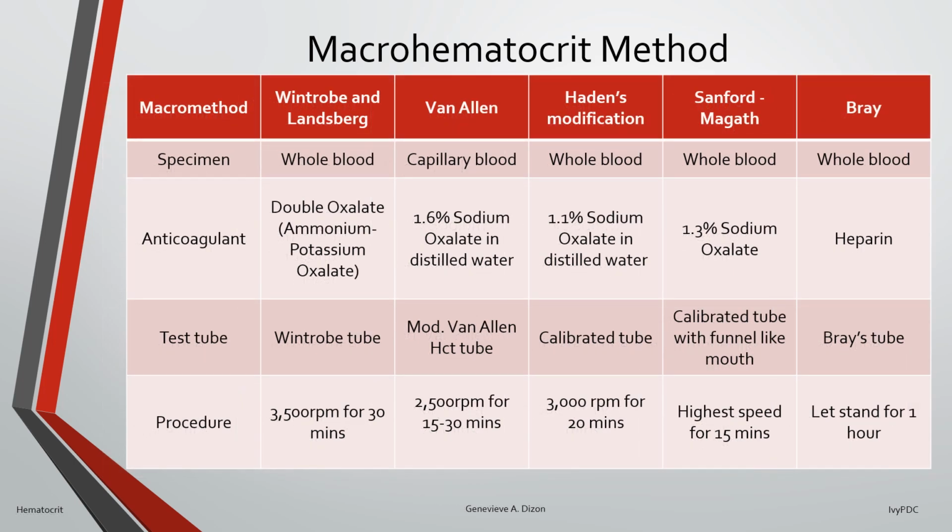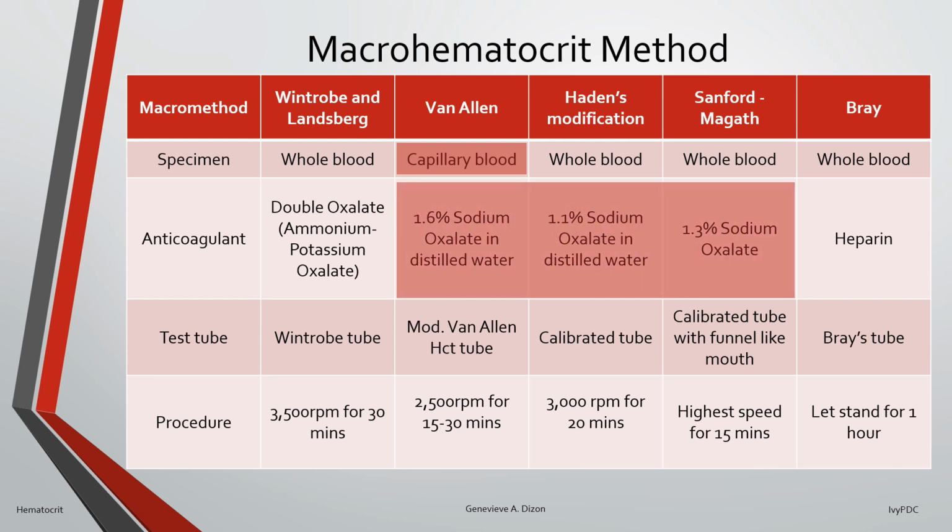To make memorization easy, let's differentiate these 5 different methods. Out of the 5 methods, only the Van Allen method uses capillary blood. Out of the 5 methods, 3 of them will be using sodium oxalate, but only differing in the percentage that is needed. Out of the 5, only the Sanford and Magath method has a tube with a funnel-like mouth. And out of the 5 methods, only the Bray method does not involve centrifugation.